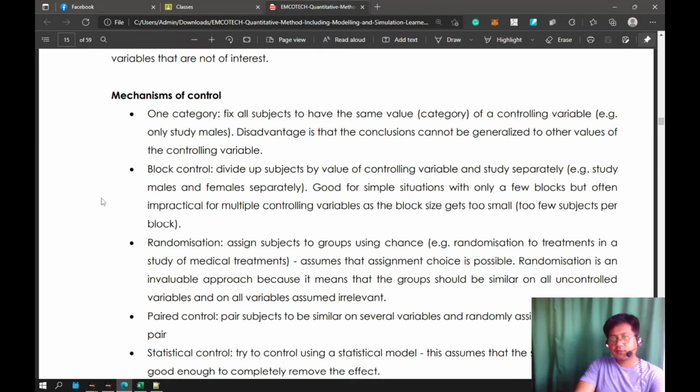Block control divides up subjects by value of the controlling variable and studies them separately, like studying males and females separately. It is good for simple situations with only a few blocks, but often impractical for multiple controlling variables, as the block size gets too small, with too few subjects per block. So pag meron kang dinivide masyado yung subjects mo, magiging napakakunti nung i-observe mo na subject, so magiging hindi na din reliable yung magiging outcome mo.